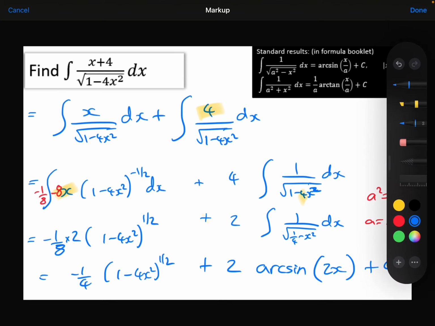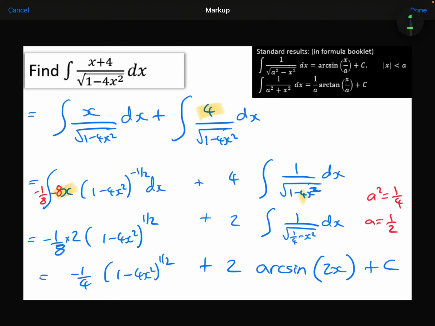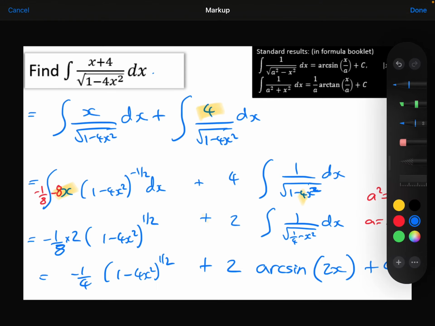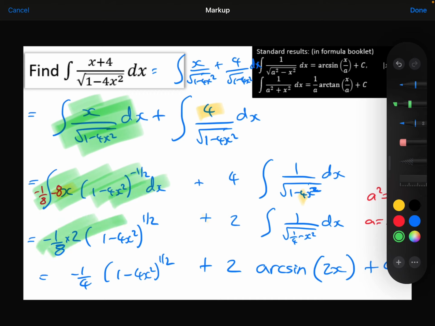So let me just summarise that example, because that is quite tricky. I took the function and split it up to be x over the square root of 1 minus 4x squared plus 4 over the square root of 1 minus 4x squared. I then did those integrals separately. This one, because it had an x on the numerator, I noticed that could be made to be the derivative of the 4x squared. So I used our traditional techniques of spotting the derivative from regular A-level maths to do that one.